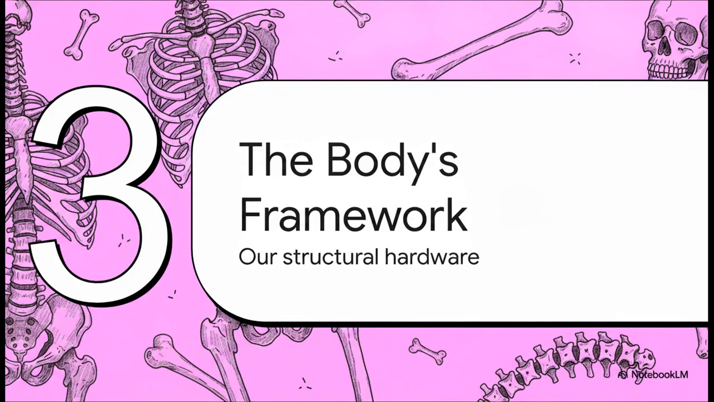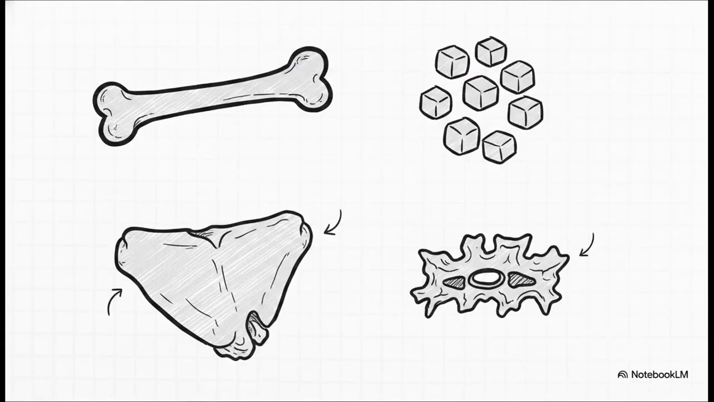Okay, Section 3, the body's framework. This is our structural hardware, so let's dive into the actual nuts and bolts that keep us upright and moving around, our skeleton. Now, our skeleton is built from connective tissue that is, get this, literally stronger than steel weight for weight. There's no way you'd guess that, right? It's organized into four main classes.